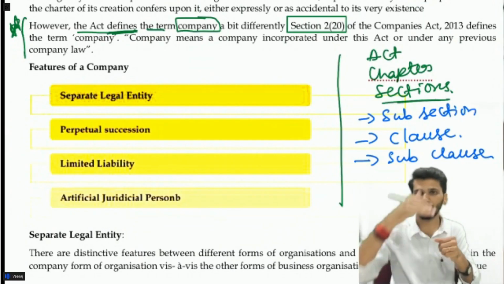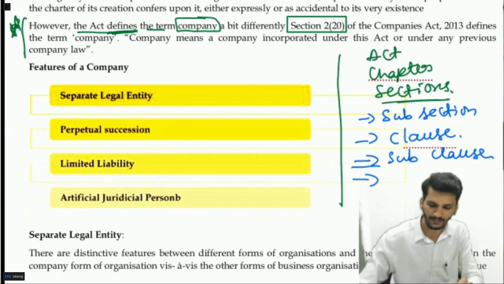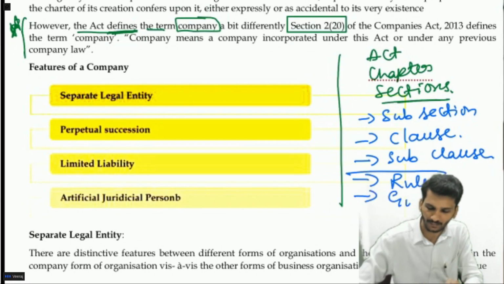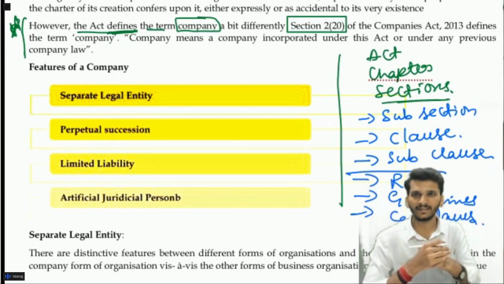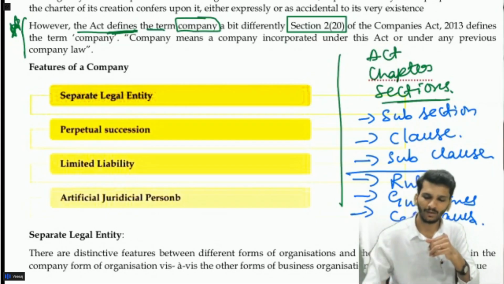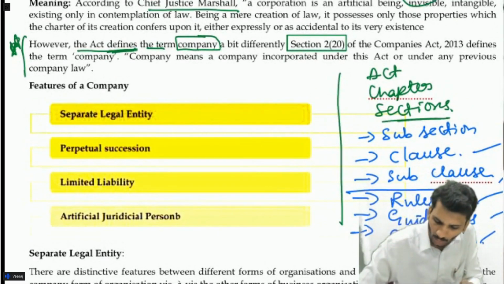How is the act being divided? After subclause, there will be rules, there will be guidelines, there will be case laws. This is how generally the act is defined. You might not come across all these things because you have only around 10% of the syllabus. When you come to intermediate, you will see what is class, what is subclass, what is rules, guidelines, case laws, everything. But as of now, this is section 2 bracket 20.